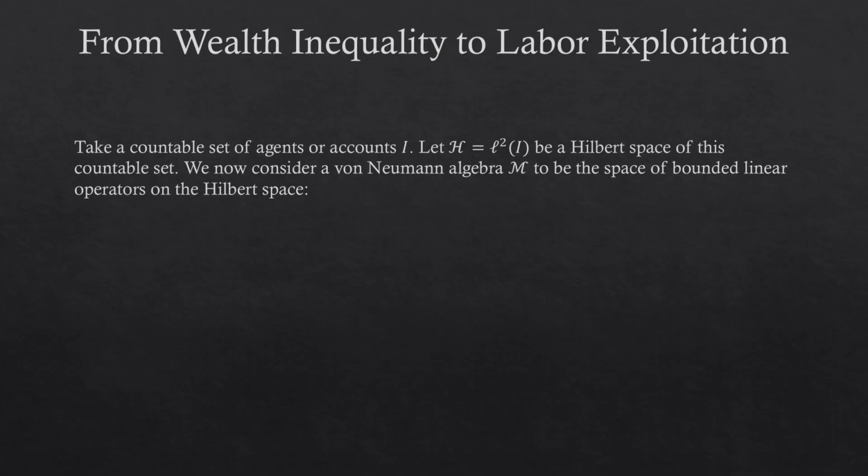Take a countable set of agents or accounts. Let H, the Banach-Hilbert space of accounts, be a Hilbert space of this countable set. We now consider a von Neumann algebra M to be the space of bounded linear operators on the Hilbert space.